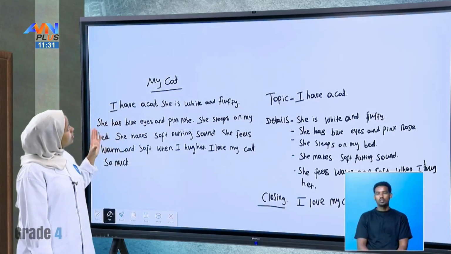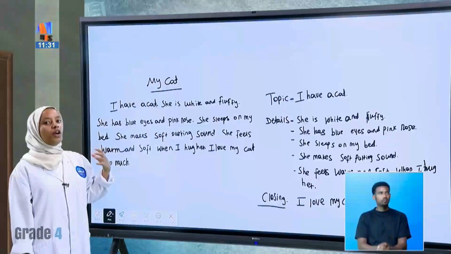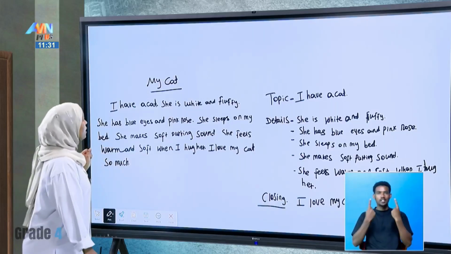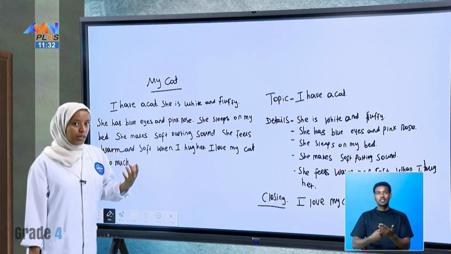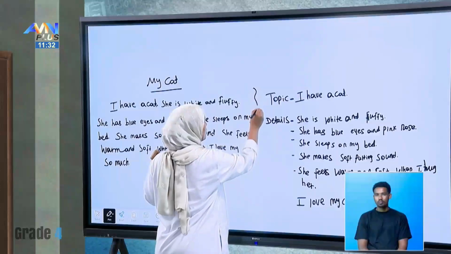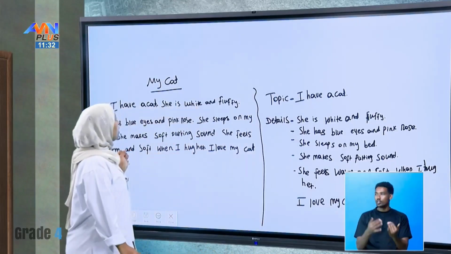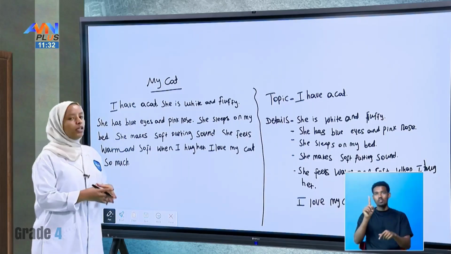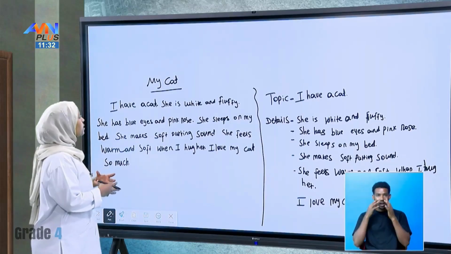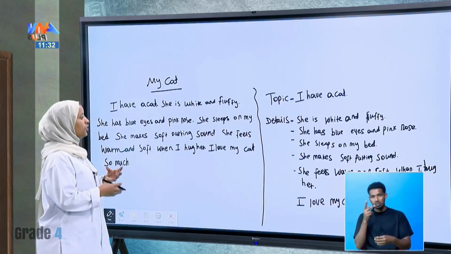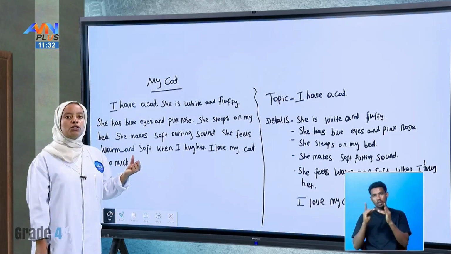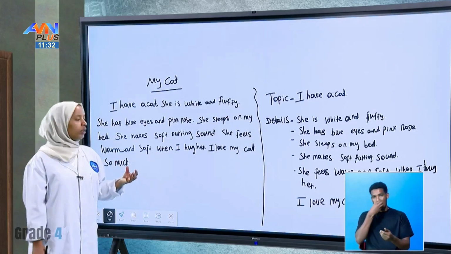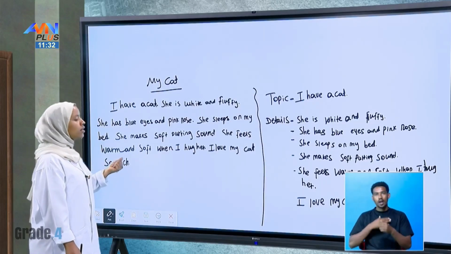So this is the easy descriptive paragraph. I hope you all enjoy and understand the lesson. So students, let me read this paragraph once. I have a cat. She is white and fluffy. She has blue eyes and pink nose. She sleeps on my bed. She makes soft purring sound. She feels warm and soft when I hug her. I love my cat so much.